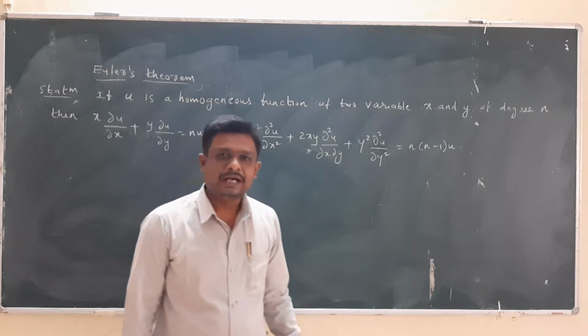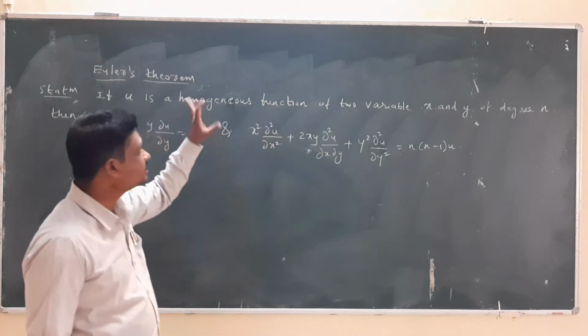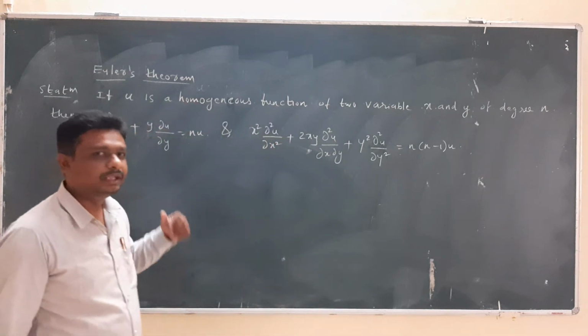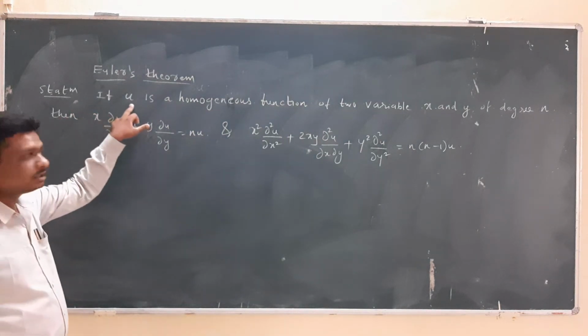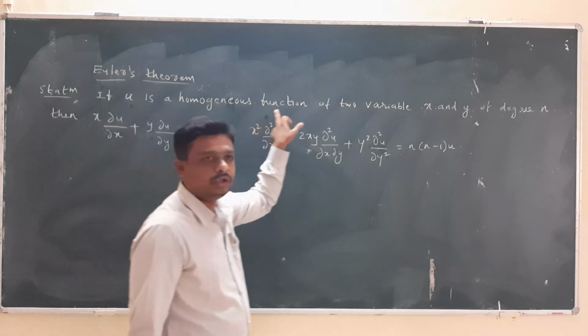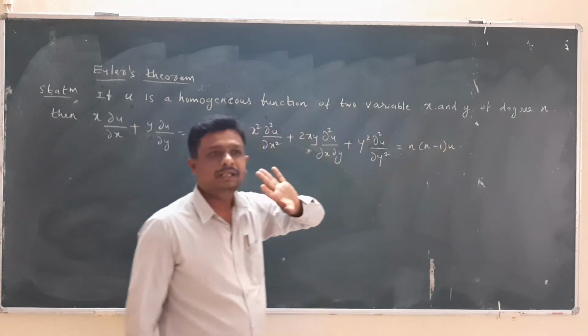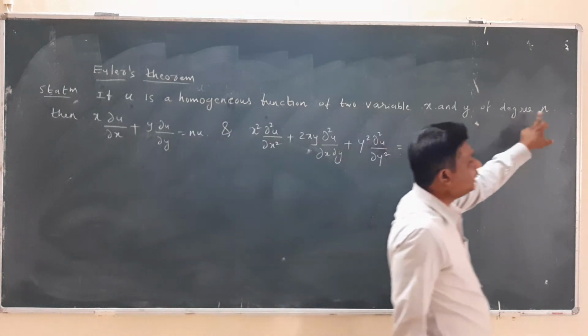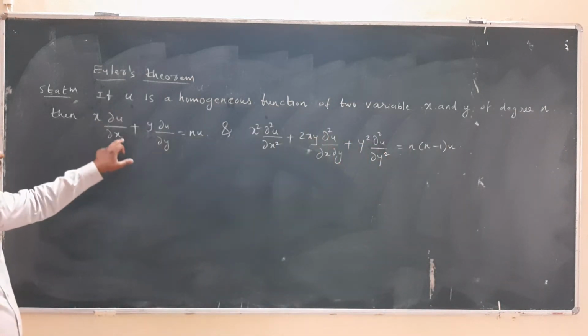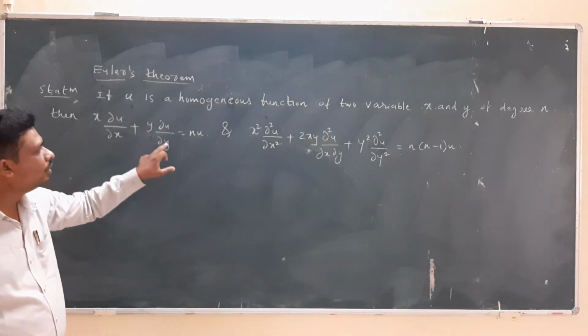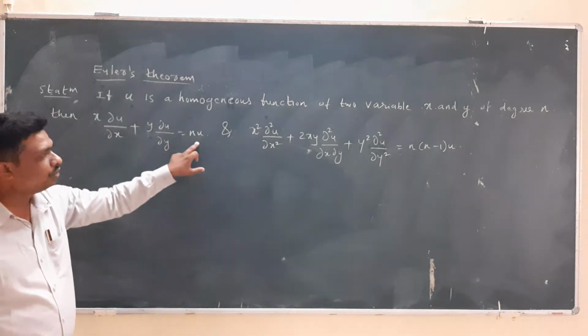Today in this video, I am going to prove Euler's theorem. So let us see the statement of Euler's theorem. If u is a homogeneous function of two variables x and y of degree n, then x ∂u/∂x + y ∂u/∂y = n u.